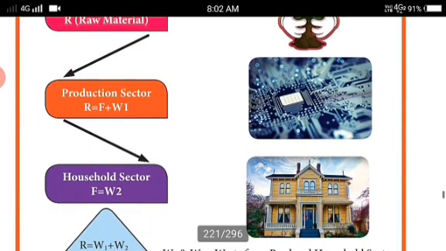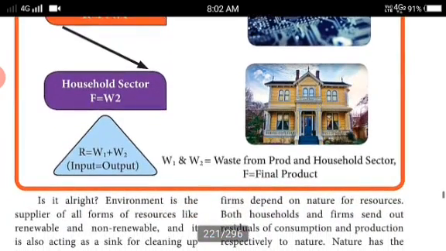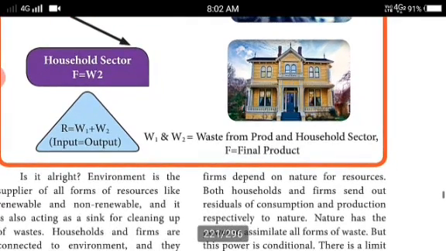Household sector. The consumption goods reach the household sector, who are the consumers. F equals W2. And finally R equals W1 plus W2. Production and consumption. So indirectly we can say input equals output. W1 and W2 are the waste from the production and household sectors. F means final product.